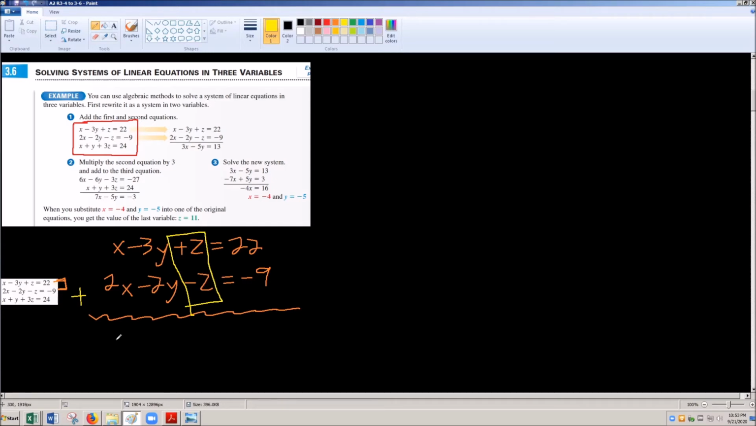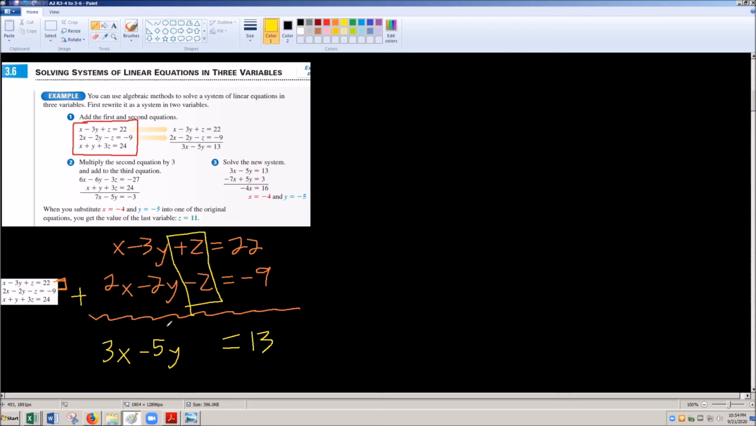My x on top and x on bottom. I don't want to say 2x because it's 2x right here. But my x's add up to give me 3x. Here I have a -3y and a -2y to give me a -5y. My z's cancel off, so I'm not going to write anything here just for clarity's sake. You can write plus 0z if you want to, but I don't know why anybody wants to do that, except for the Wizard of Oz. Get it? And then we have 22 minus 9, which will give us 13 here.